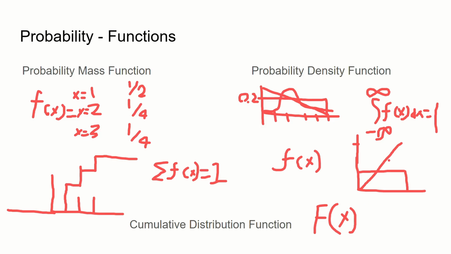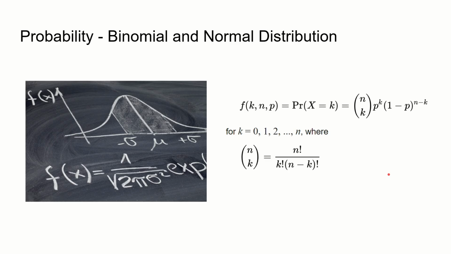So this adds up the chance of getting this value or less. Finally, binomial and normal distributions. So binomial tells you the chance of getting a certain number of outcomes out of a certain number of tries, knowing the probability. So let's say we want to flip a coin 10 times, and we want to see the chance of getting 2 heads.